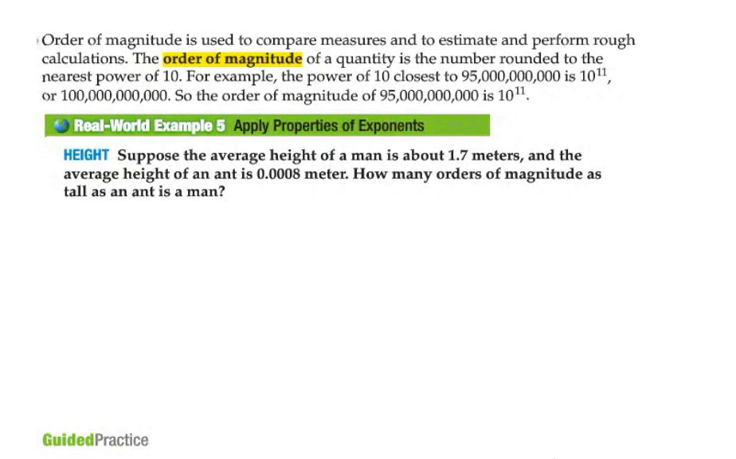Okay, one last concept that we have to talk about is called order of magnitude. It says the order of magnitude is used to compare measures and to estimate and perform rough calculations, very rough calculations. We need a quick, simple estimate. And so some of these, yes, are going to be very rough. It says the order of magnitude of a quantity is the number rounded to the nearest power of 10. For example, the power of 10 closest to 95 billion is 10 to the 11th, or 100 billion. So the order of magnitude of 95 billion is 10 to the 11th.